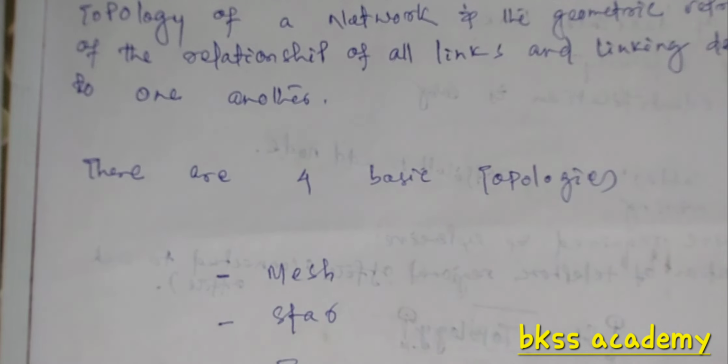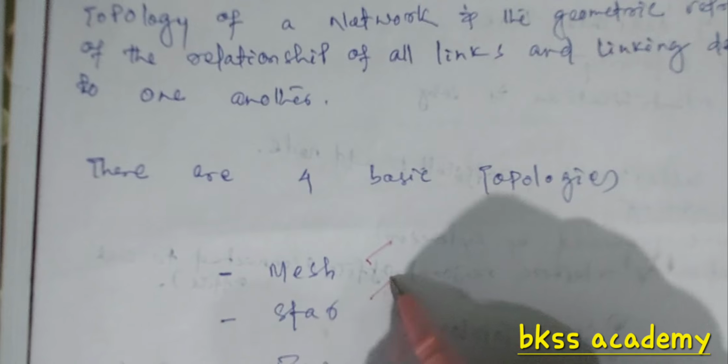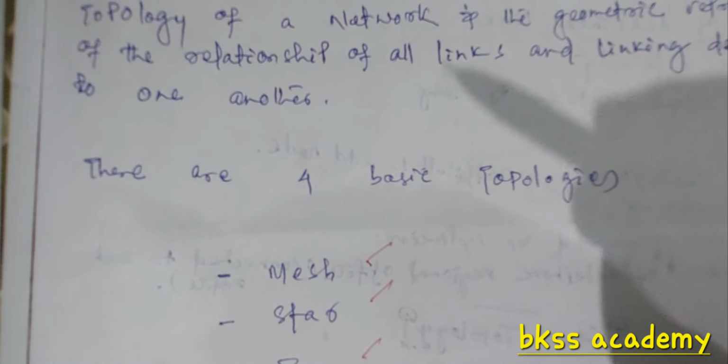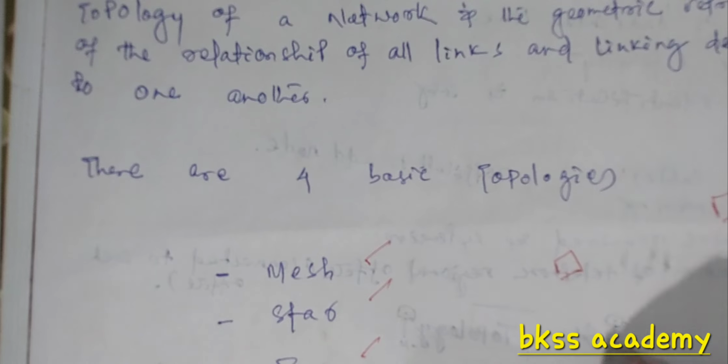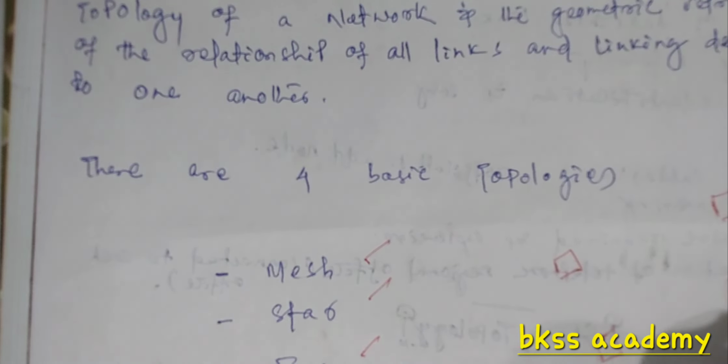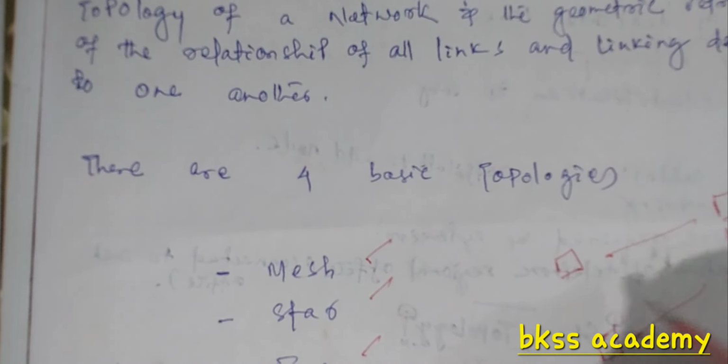Topology of a computer network is the geometric representation of the relationship of all links and linking devices to one another. There are four basic topologies, that is mesh, star, bus and ring. Suppose some principles are needed to connect these four nodes. Those principles are called topologies.